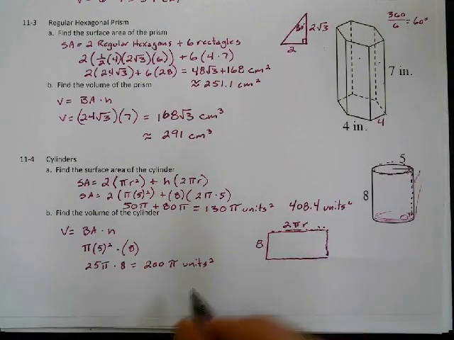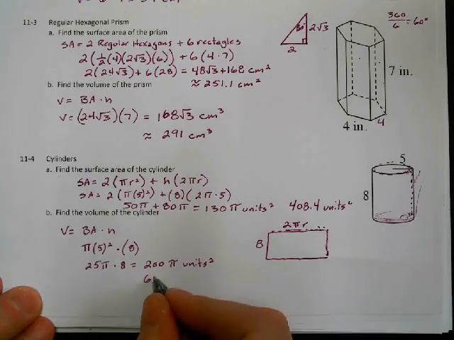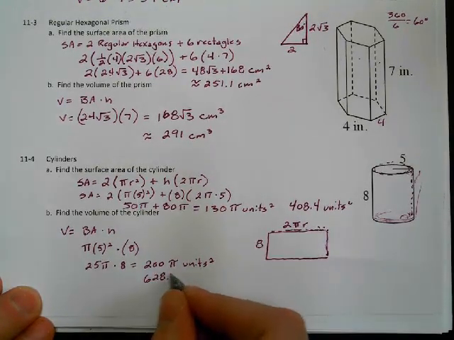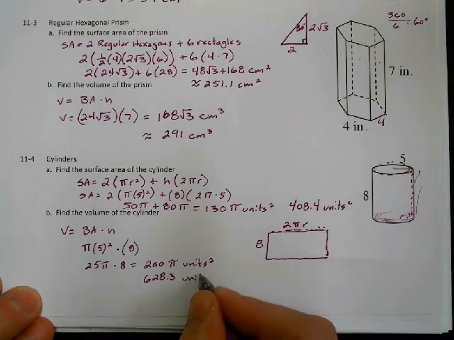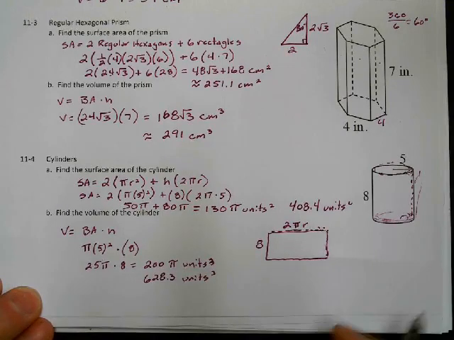And 200 pi is approximately 628.3 units cubed. Did I put squared? Cubed. There we go. All right, we're almost done.